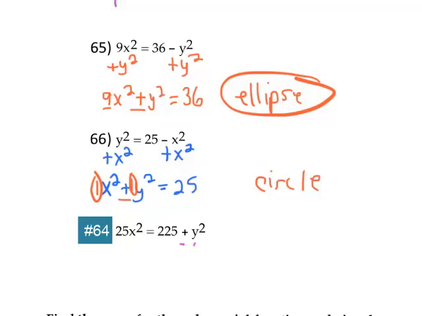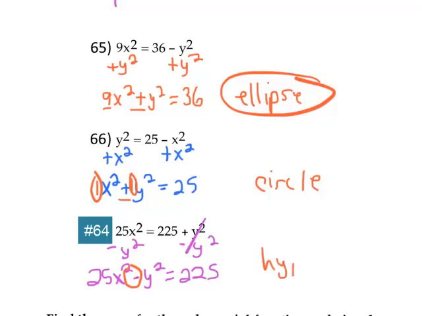And last, we subtract the y squared over here, so that gives us 25x squared minus y squared equals 225. This minus in the middle means that this is a hyperbola.